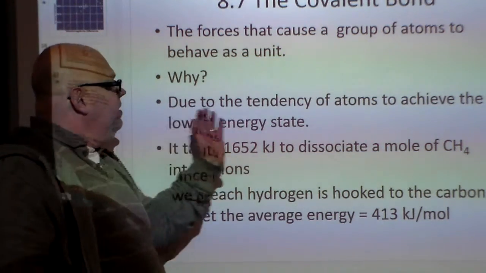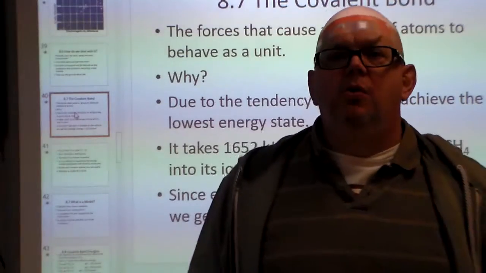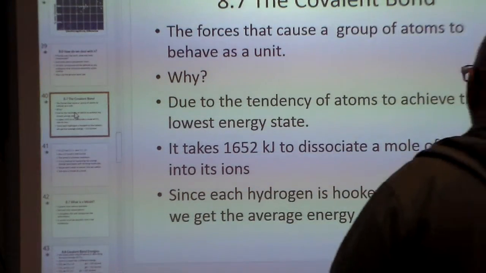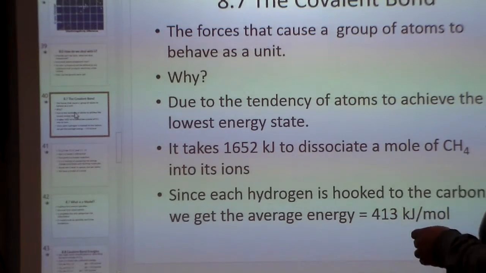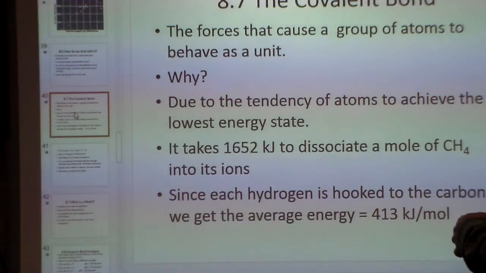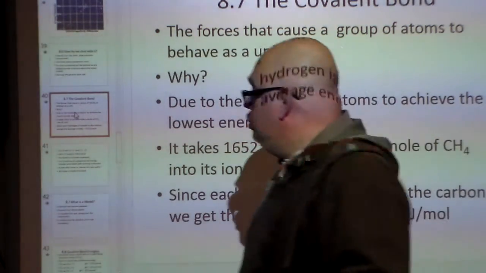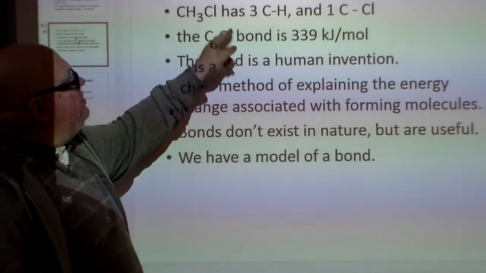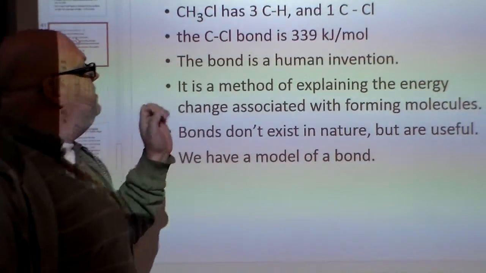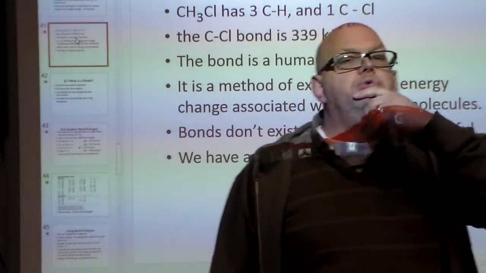Okay, so because of the tendency of atoms to achieve the lowest energy state, with more stability, you've got the lowest energy state when these atoms come together. Now, check this out. It takes 1,652 kilojoules to dissociate, to break apart, a mole of methane, CH4, into its atoms. Now, here's the thing. If each hydrogen is connected to the carbon, the average energy to rip out one hydrogen from the carbon is about 413 kilojoules per mole. Well, that's not too bad. Now, here we go. CH3Cl has 3 of these C-H bonds and 1 C-Cl bond. The carbon-chlorine bond is 339 kilojoules per mole.